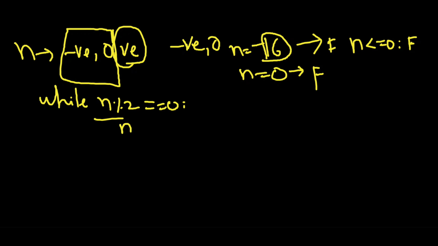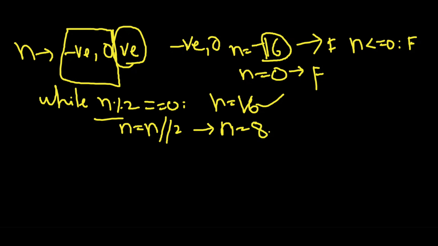That means we divide it by 2 and then we reduce one power. Here we are reducing the power of the number by 2. Let's take a simple example like n equals 16. We can see that it's divisible by 2. So in this case, n will become 16 by 2, that is 8. We see that it is divisible by 2, so now n will be equal to 4, that is 8 by 2.